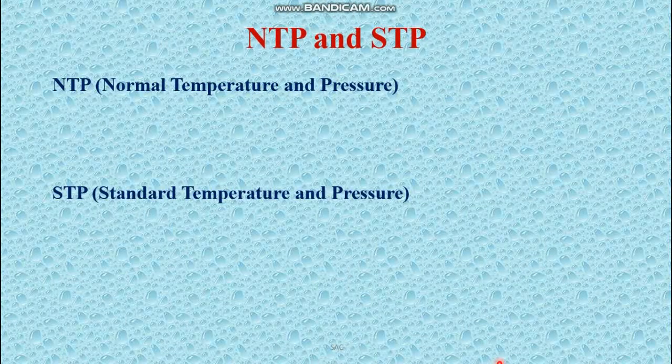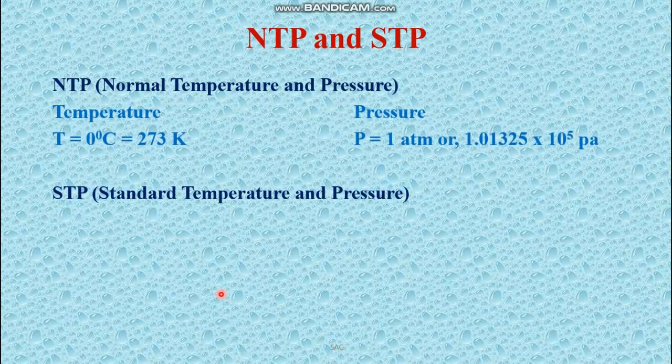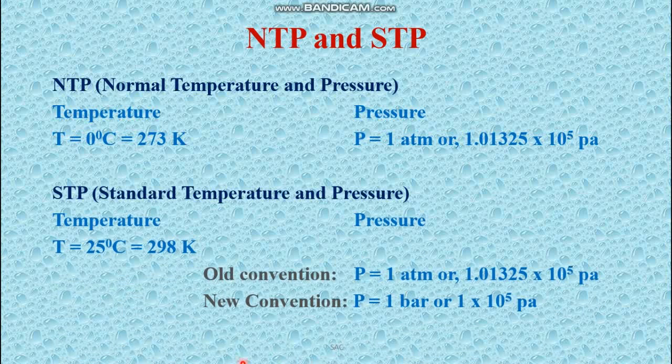Okay. Now what about NTP and STP in the old convention and in the new convention? As I have said, NTP is normal temperature and pressure, and the corresponding temperature is 0 degrees Celsius, that is 273 Kelvin, and pressure is 1 atmosphere, that is 1.0135 into 10 to the 5 Pascal. Standard temperature is just a change of 25 degrees, from 0 to 25, that is 298 Kelvin, and pressure in the old convention is 1 atmosphere or 1.0135 into 10 to the 5 Pascal, and in the new SI convention it is 1 bar, that means only 10 to the power 5 Pascal.